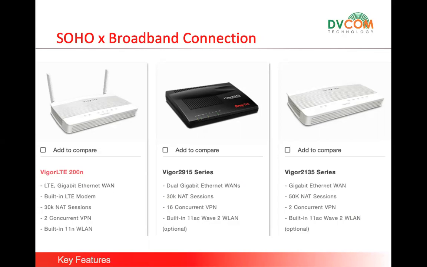And if you go with the Vigor 2135 series, by default it comes with one WAN interface, and it supports up to 50,000 NAT sessions and 2 concurrent VPNs. And you can configure wireless SSIDs as well. And it supports Wi-Fi 5.